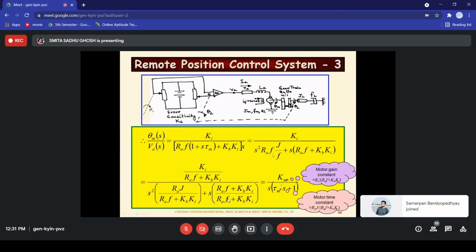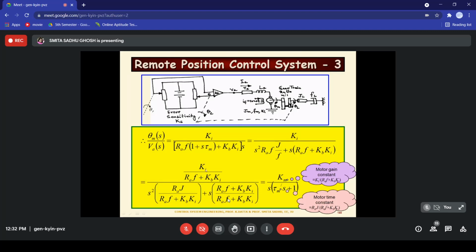Now, if we divide the numerator and denominator by this particular term over here, that's RAF plus KBKI, why we are doing that will become evident in a moment. So if we divide the numerator and denominator by RAF plus KBKI, we have in the numerator KI by RAF plus KBKI. In the denominator, the first term becomes this into S square, plus in the second term, you have S into 1, right? Now if we simplify matters a bit, the numerator is Ki by RAF plus KB Ki.